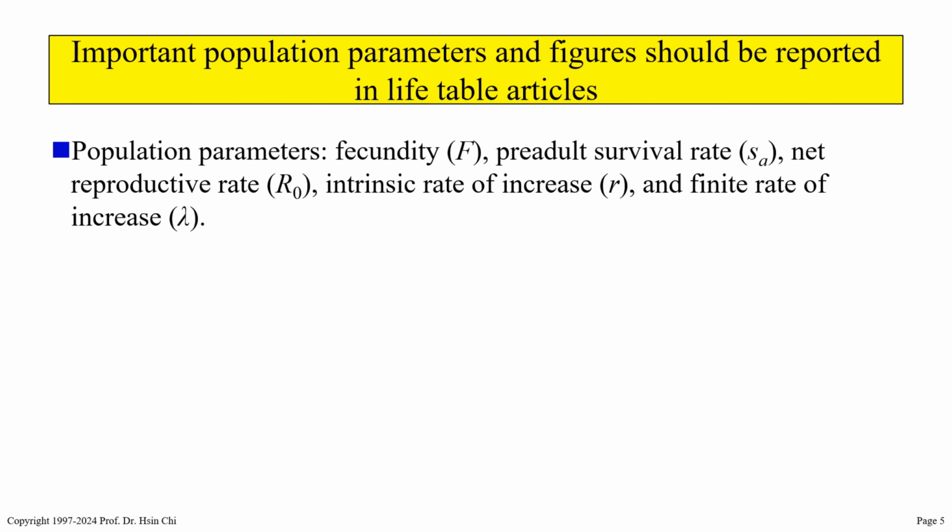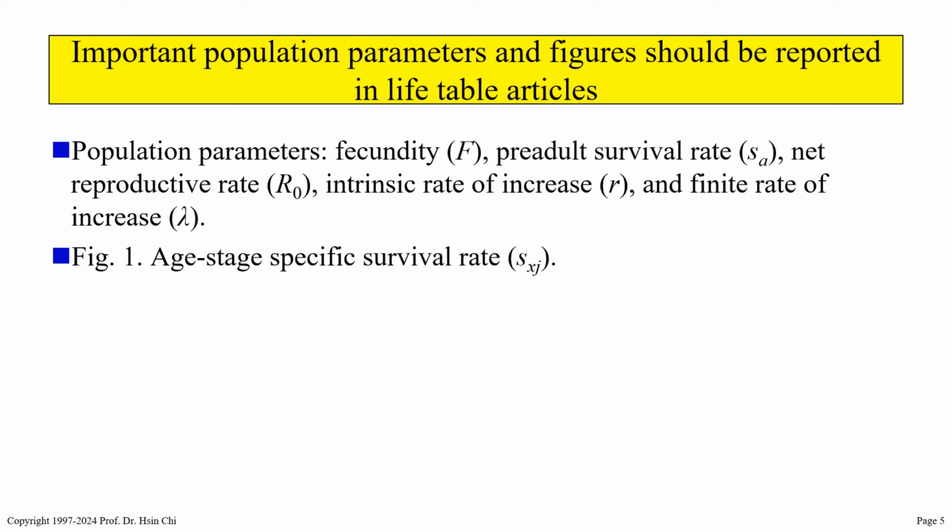In the life table papers, we must report the important population parameters and the major figures to describe the life history characteristics of a population. The important population parameters are fecundity F, preadult survival rate a, net reproductive rate R0, intrinsic rate of increase r, and finite rate of increase lambda. When reporting the population curves, the age-stage-specific survival rate sxj should be reported first, so that readers can see the sequence of ages and the change in survival rate by age.